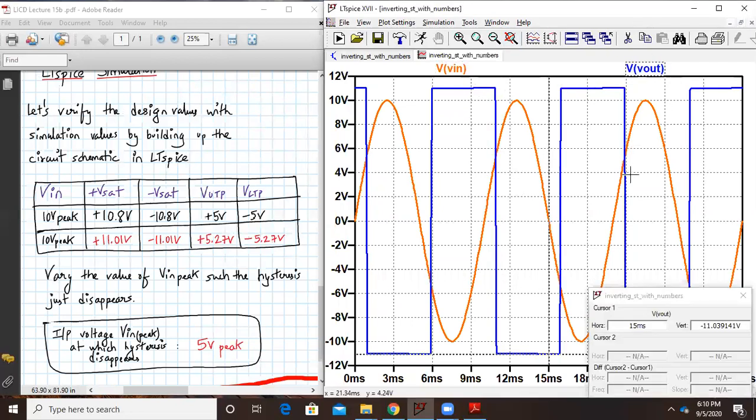So let me take the cursor and place this on the top of VSAT. This is around 11.01, and the minus is also minus 11.01. So here the difference comes. We have assumed that plus VSAT and minus VSAT is 10.8 and minus 10.8, but in reality in LTspice we are getting it as 11 and minus 11.